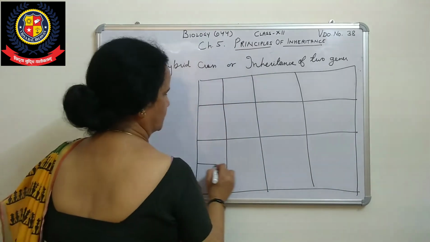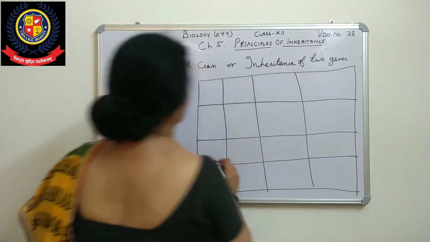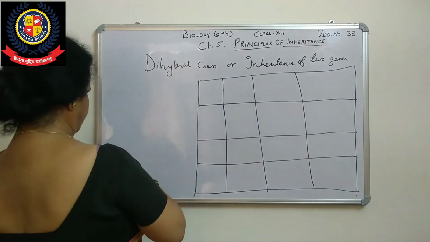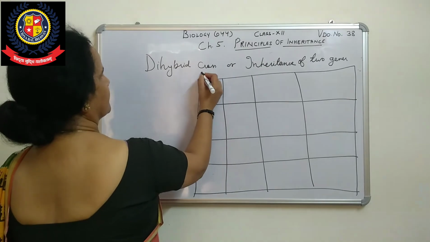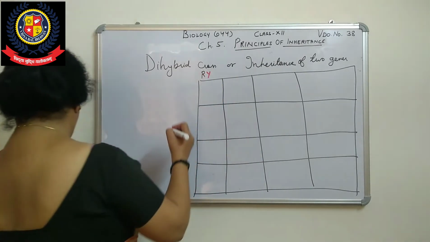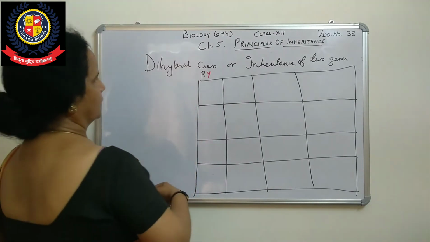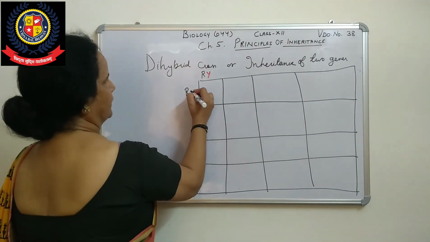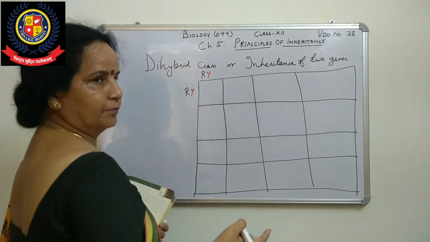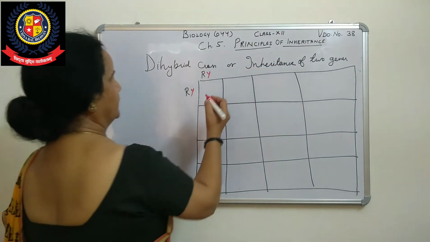2, 3, 4. So now first, which gametes have we got? R, Y. Both are R and Y. Right. Here also we have got R and Y, meaning the second parent. Both are the same. Here we will get the second one here.